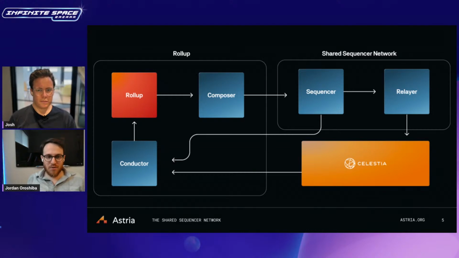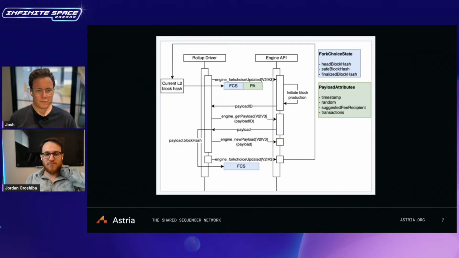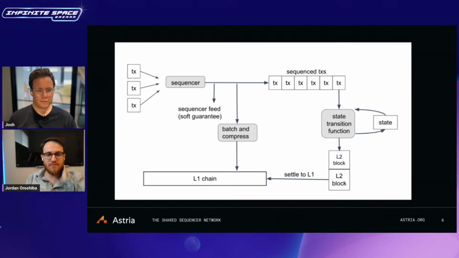So in building this interface, we took a look at a lot of prior art. This is pulled out of Arbitrum's Nitro white paper. If you squint at this, it looks a lot like a sequencer layer. Transactions go into a sequencer for Arbitrum, and then they get a sequencer feed, a soft guarantee that goes down, gets batched and compressed and pushed to the L1 chain. This is very similar to what our relayer does. It takes these batched and compressed things and pushes them to the sequencing layer.